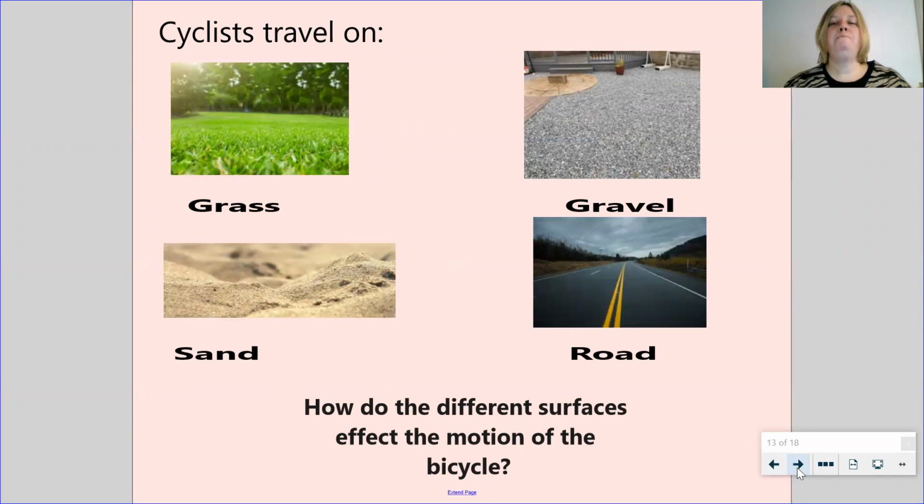Cyclists can travel on many different surfaces when they go out on their bike rides. Sometimes they may ride across the grass. They may also ride across gravel. If they were at the beach, they would be riding across the sand. Some of you may have been out for a bike ride on the road, but mostly you will probably have had your bike rides on the pavement. Look at the different surfaces and think about the effect the motion of the bicycle would have.